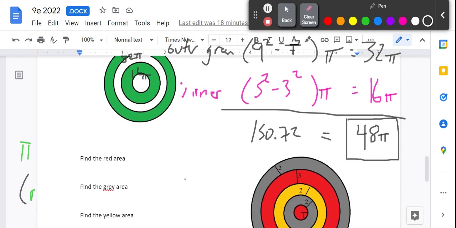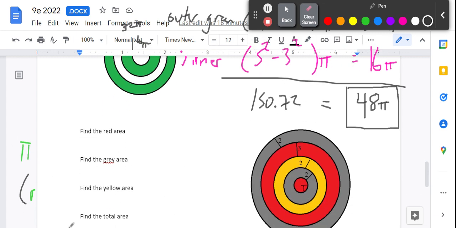So try that out. You could try to do the red area, gray area, yellow area, total area. In here, I think the red and the yellow would be the easiest ones to do first. Particularly the yellow would probably be the best one to do first. There's only one ring right there.